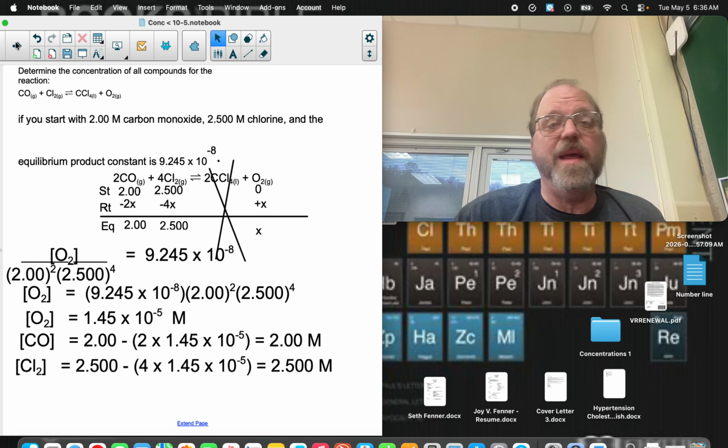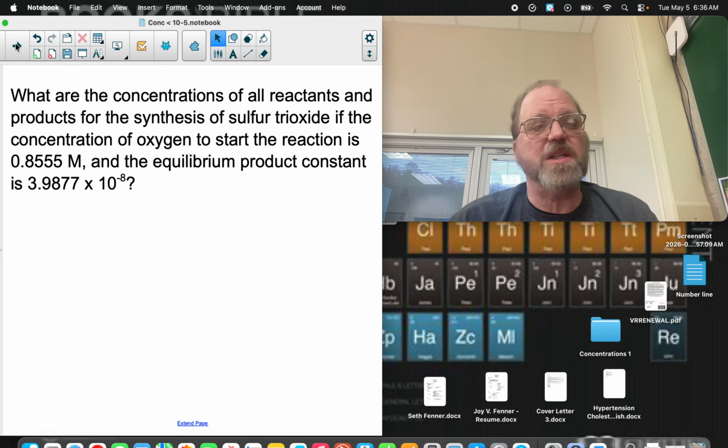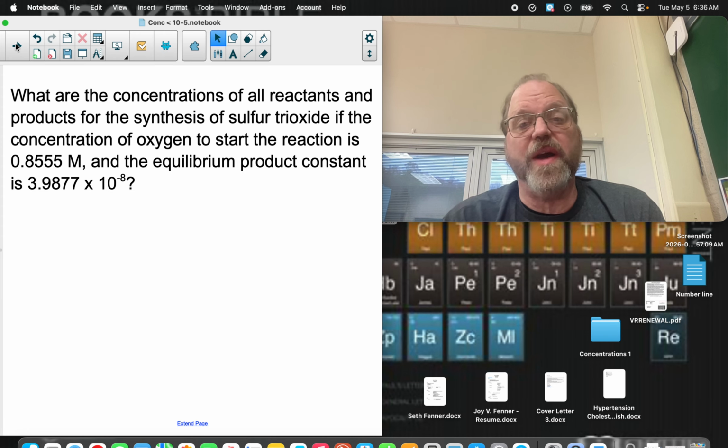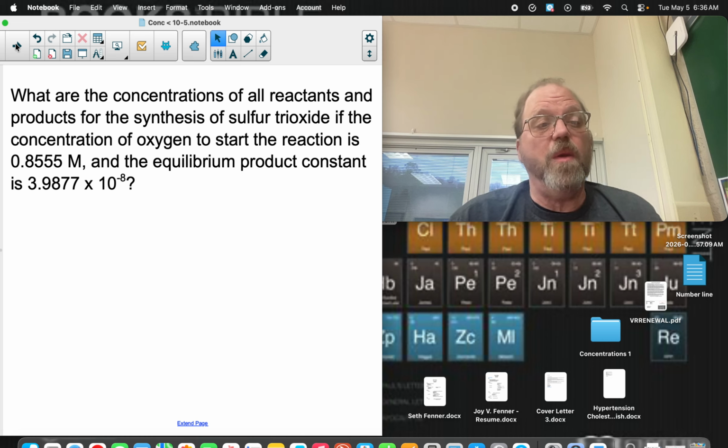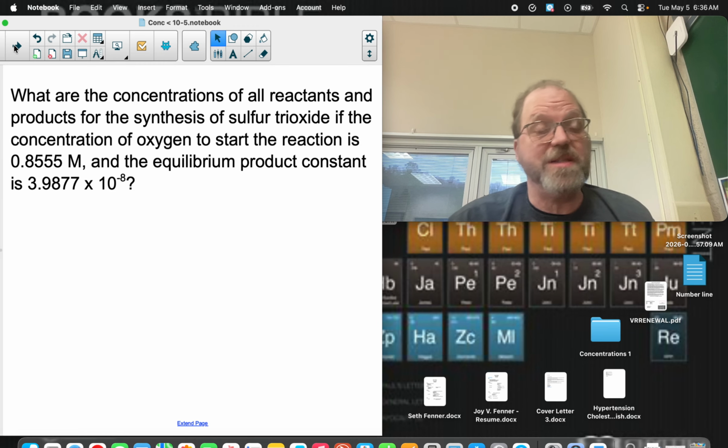All right, good. One more. This time I'm just going to give the answers. What is the concentration of all reactants and products for the synthesis of sulfur trioxide? When the concentration of oxygen to start with is 8.555 molar and the concentration of product is 3.9877 times 10 to the minus 8. Remember, that's less than minus 5.